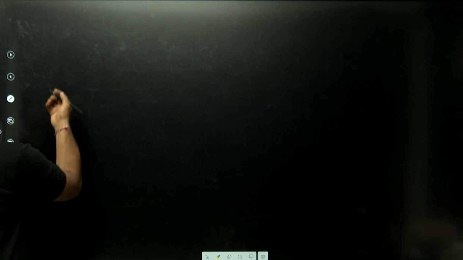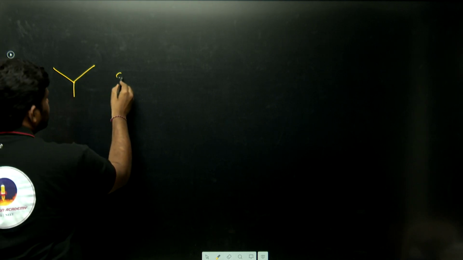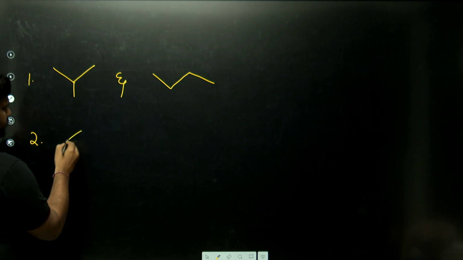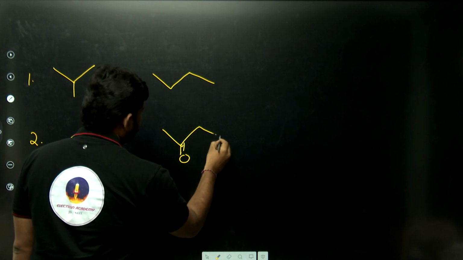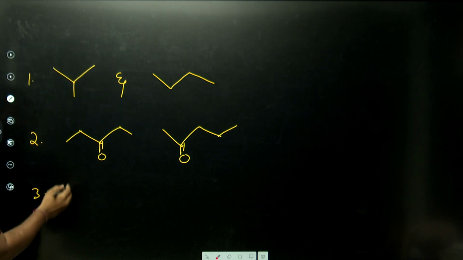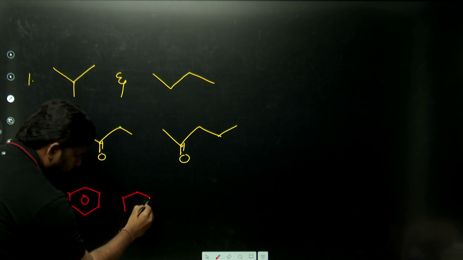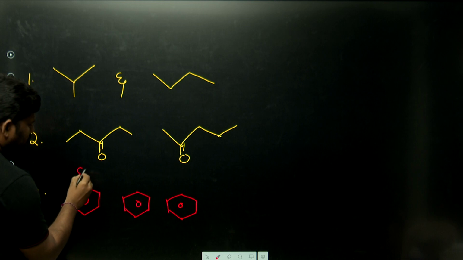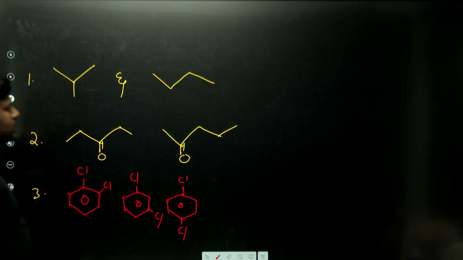Number 1, first compound, this and this one and this one. What isomers are these? Number 2, these are called bond line structures. Second example. Now third example. This is a benzene ring, here is a chlorine, ortho, meta and para. So the first two are what isomers?